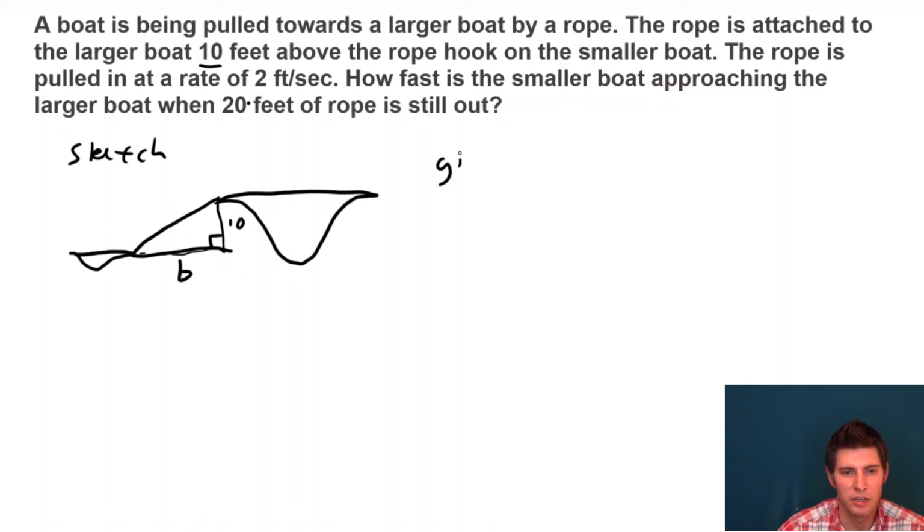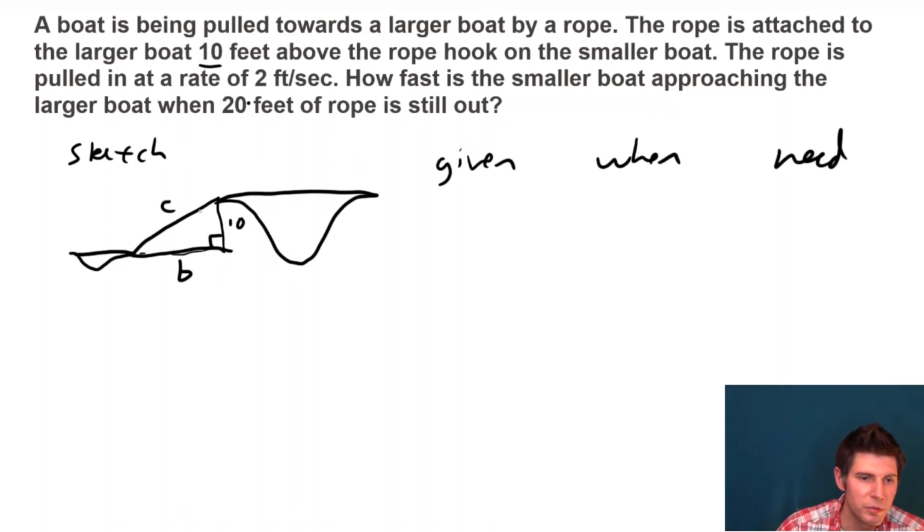And then we have our given, when, and need. So the rope is the c here, and it says the rope is being pulled in at a rate of 2 feet per second. So c prime is equal to negative 2. That rope is getting shorter by 2 feet per second. How fast is the smaller boat approaching the larger boat when 20 feet of rope is still out?